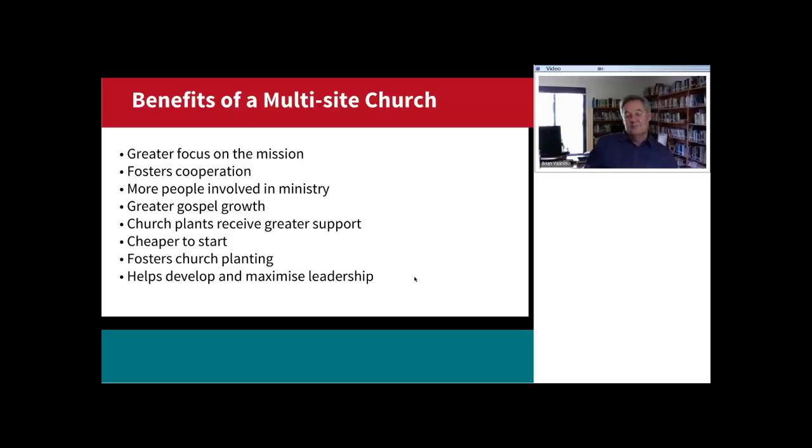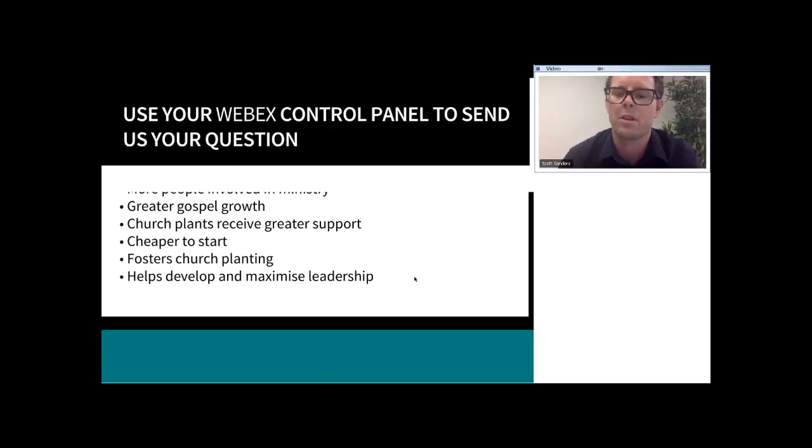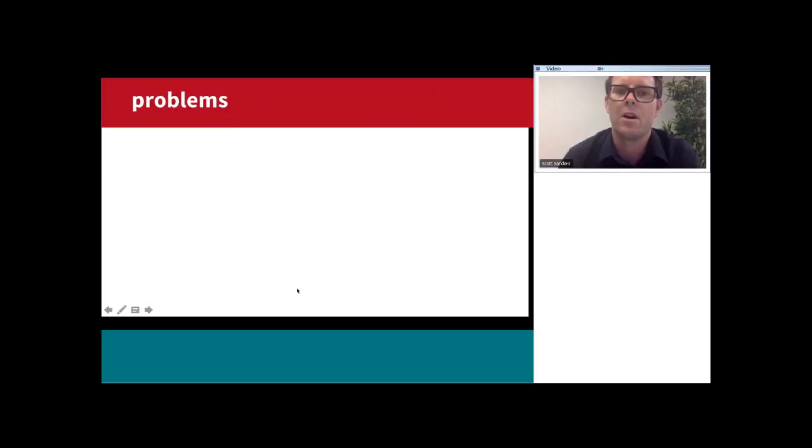Now, I don't want to leave it just on the benefits. It'd be good to talk about the cons. Scott Curtis has asked this question: what do you see are the cons of keeping all the leadership central under one church and having multiple campuses? So I guess in some ways, what are the problems of a multi-site model? What are the things that you've seen?